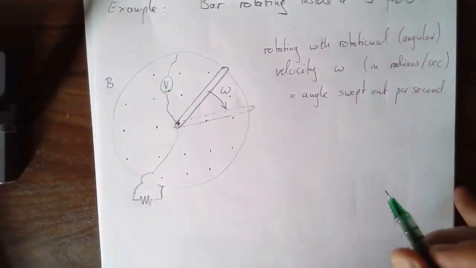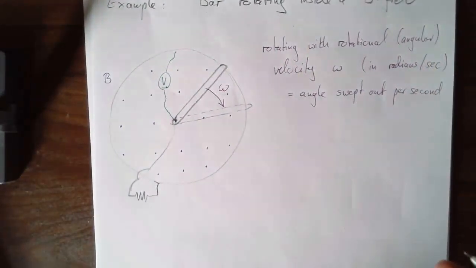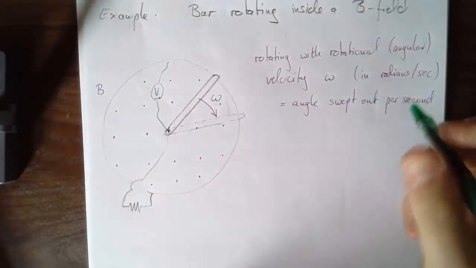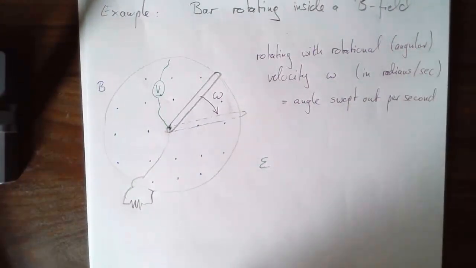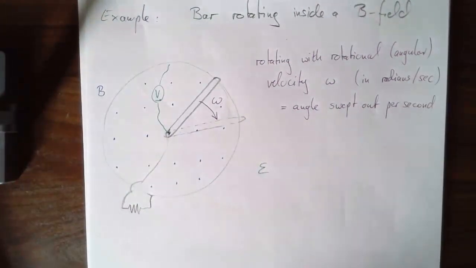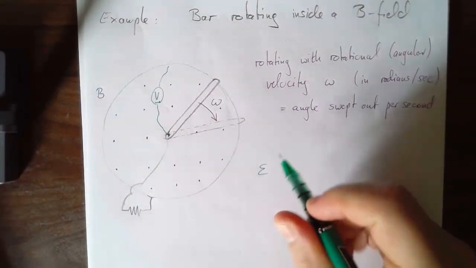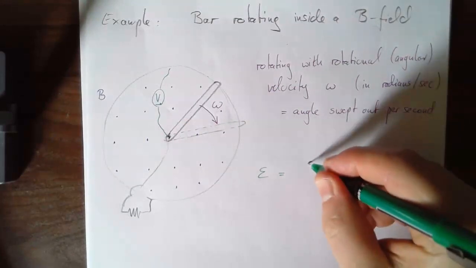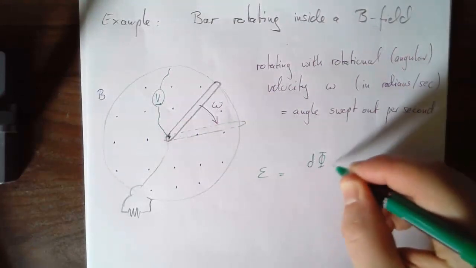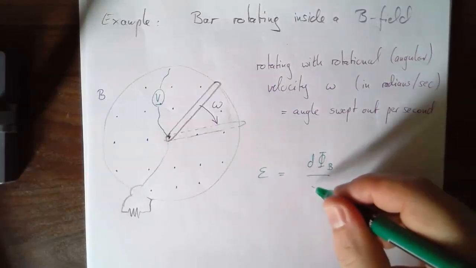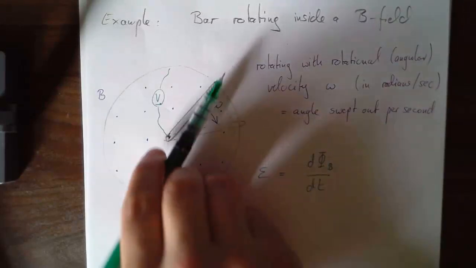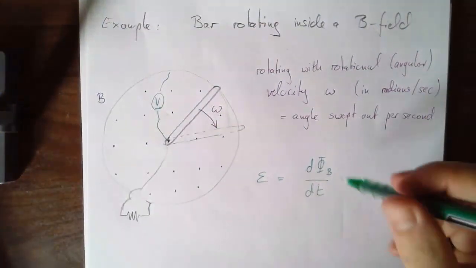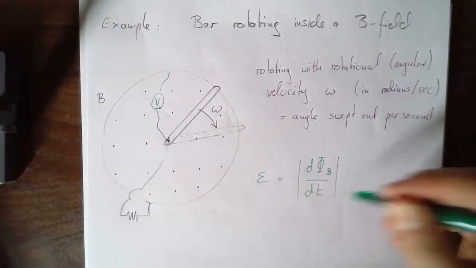Well, let's use Faraday's law. So Faraday's law stated that the EMF, let me use this symbol this time, just to mix it up. And the EMF, the induced potential difference, the strength of it is the rate of change of flux. So in this case, it's the flux that this thing sweeps out every second. I guess I should put the opposite sign here.